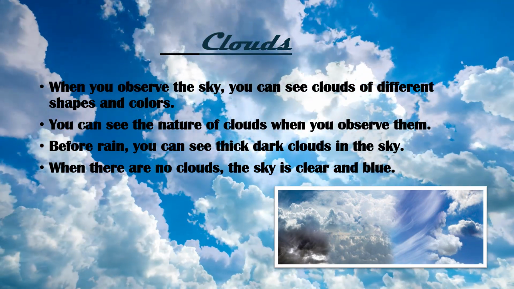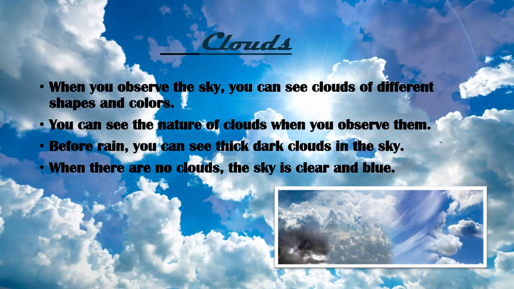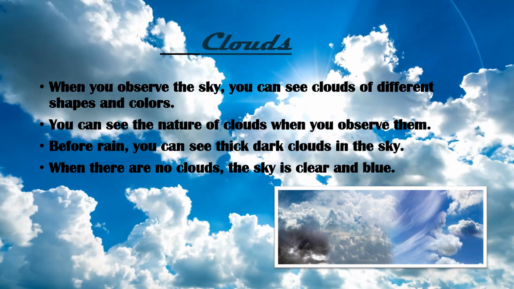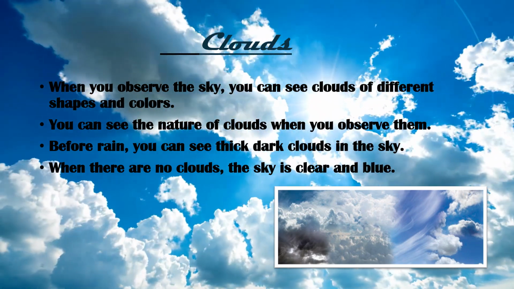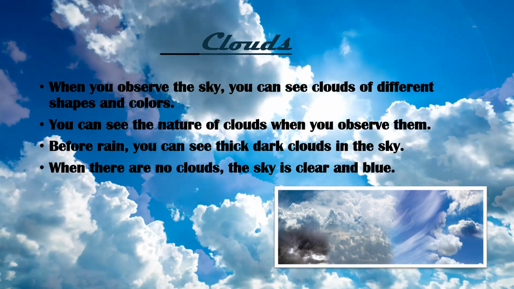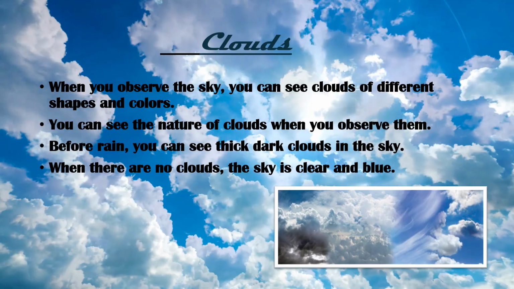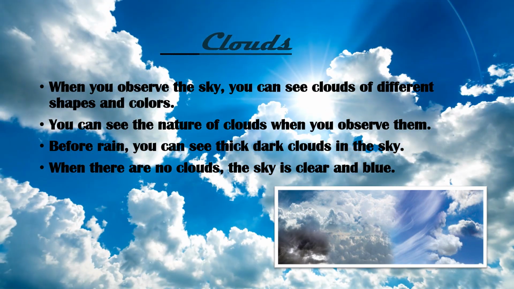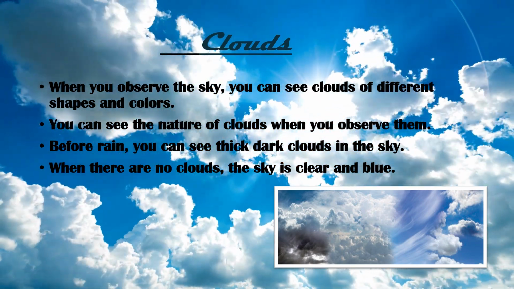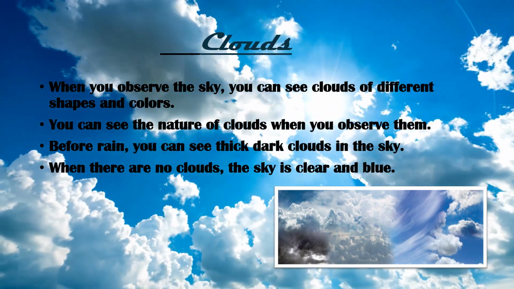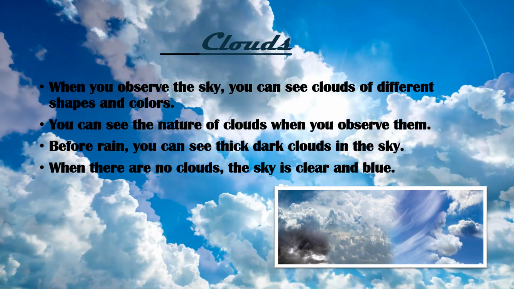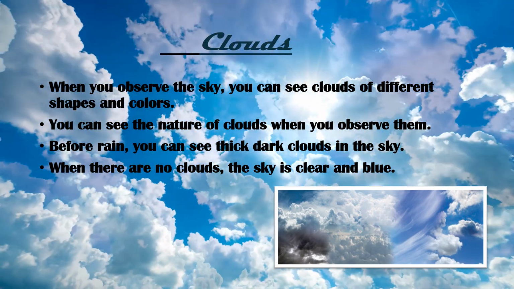When you observe the sky, you can see clouds of different shapes and colors. You can see the nature of the clouds when you observe them. Before rain, you can see thick dark clouds in the sky. When there are no clouds, the sky is clear and blue. At the bottom of the screen, you can see different types of clouds.